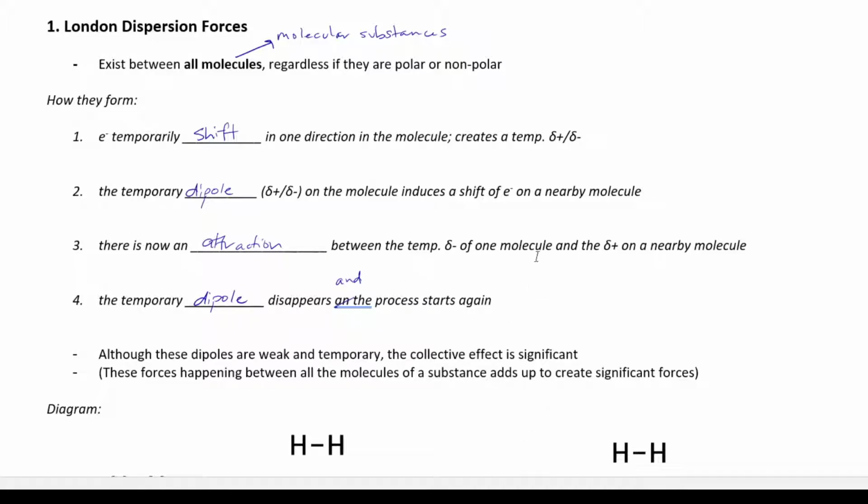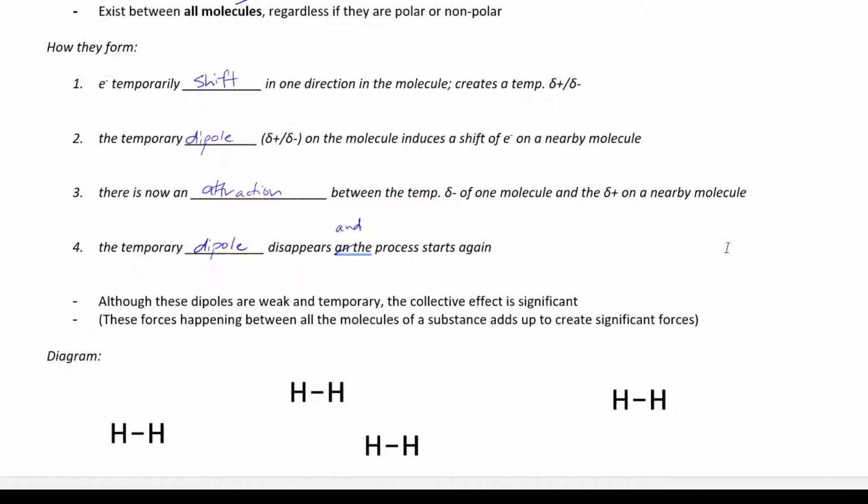Okay, although these dipoles are weak and temporary, the collective effect is significant. So the forces happening between all the molecules of a substance add up to create significant forces. So again, this may seem like a lot of information and it might be difficult to process. So what we're going to do is take a look at what's happening with a diagram.